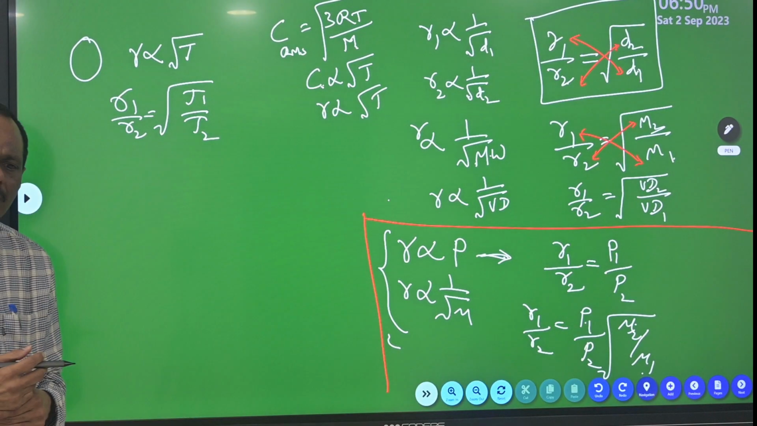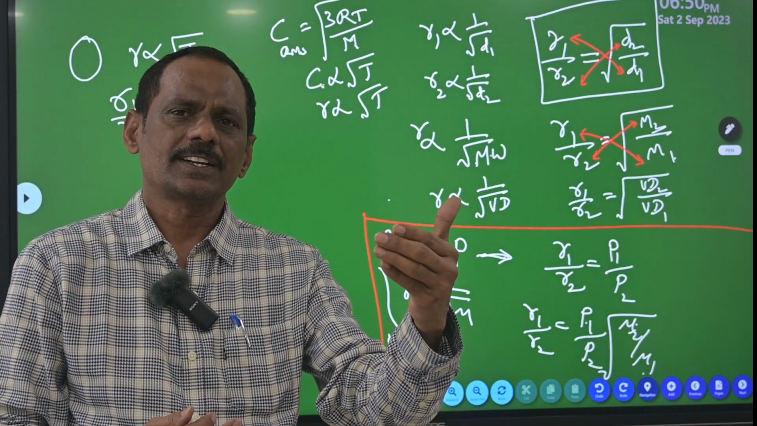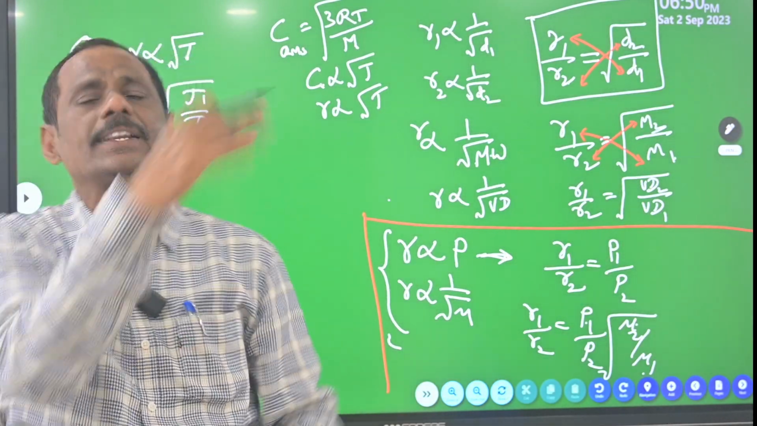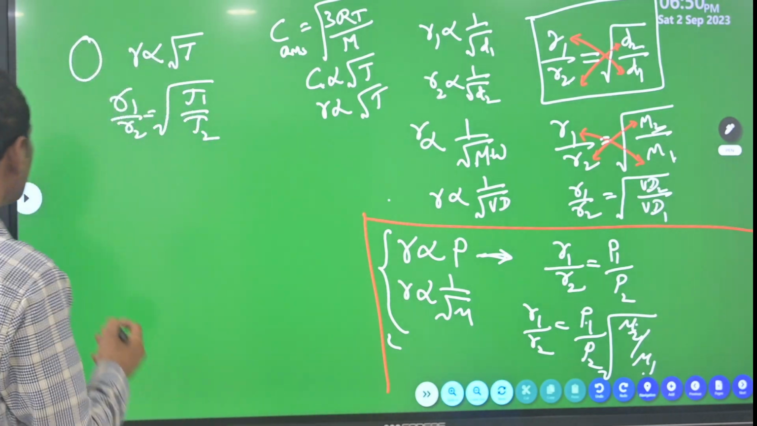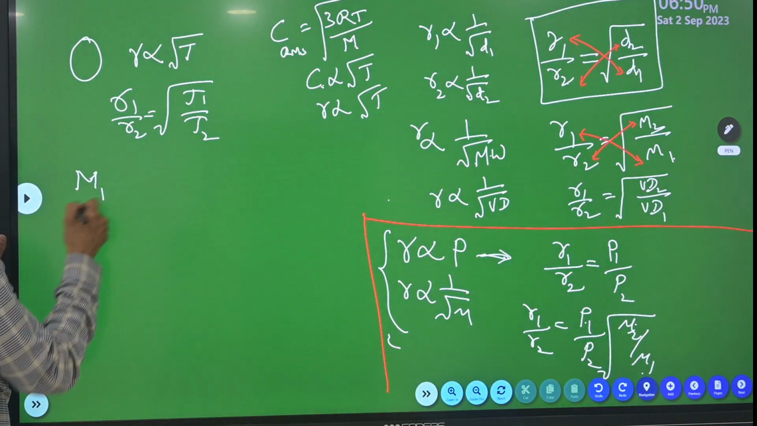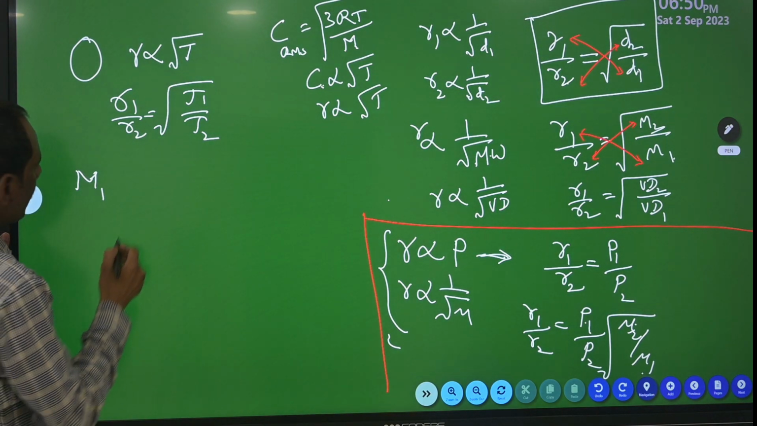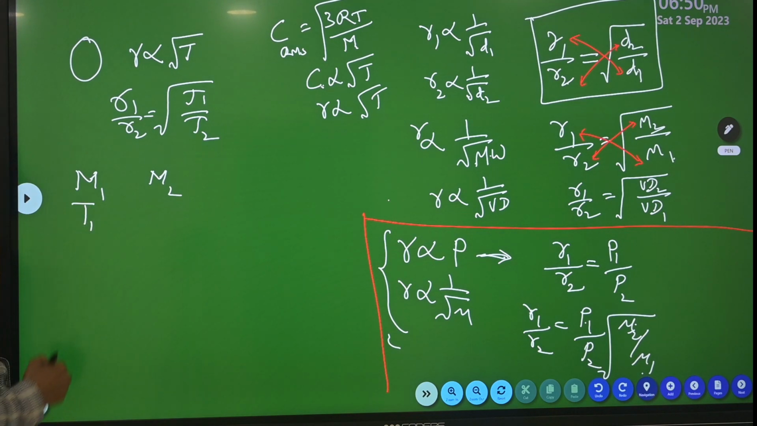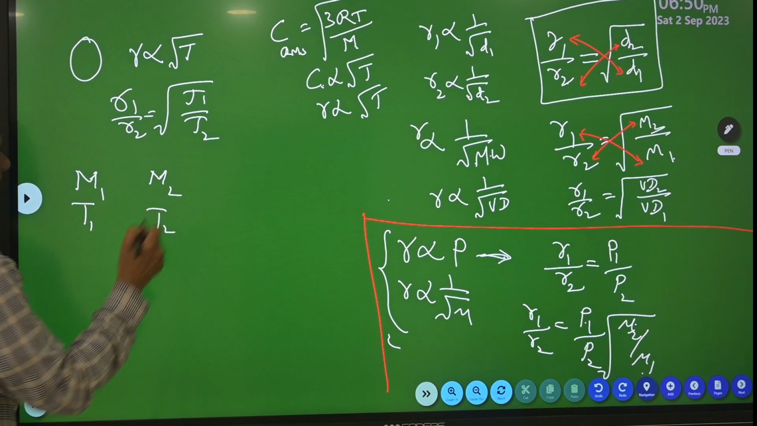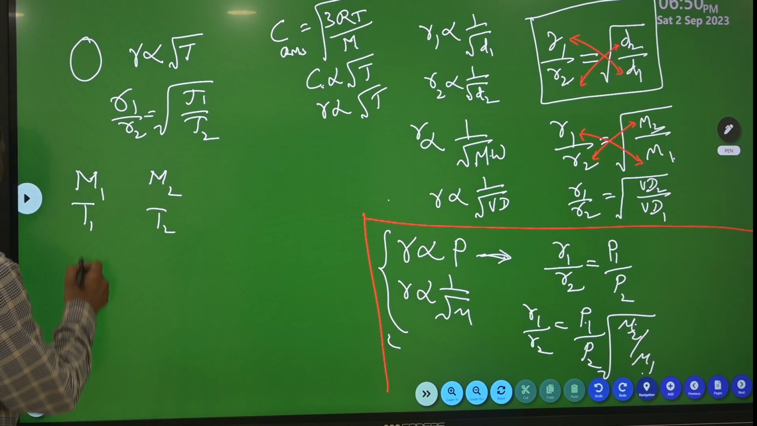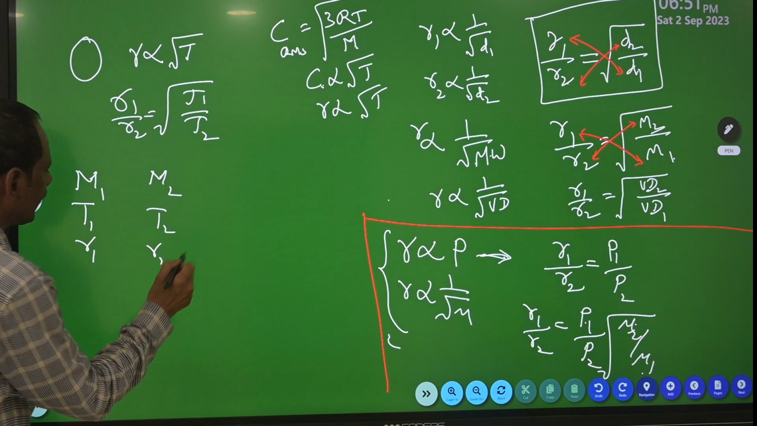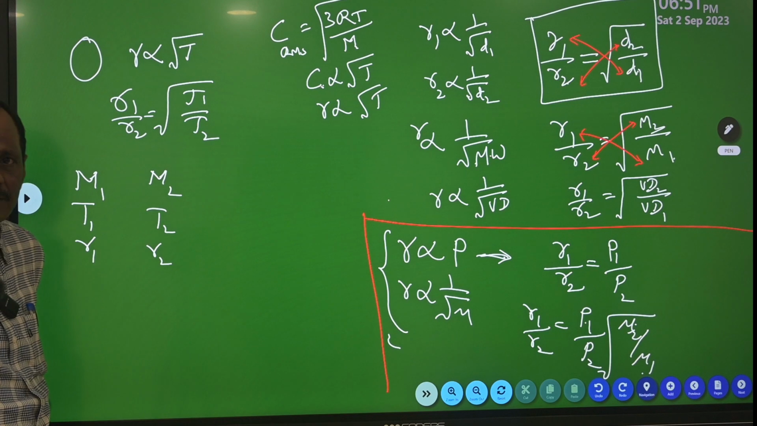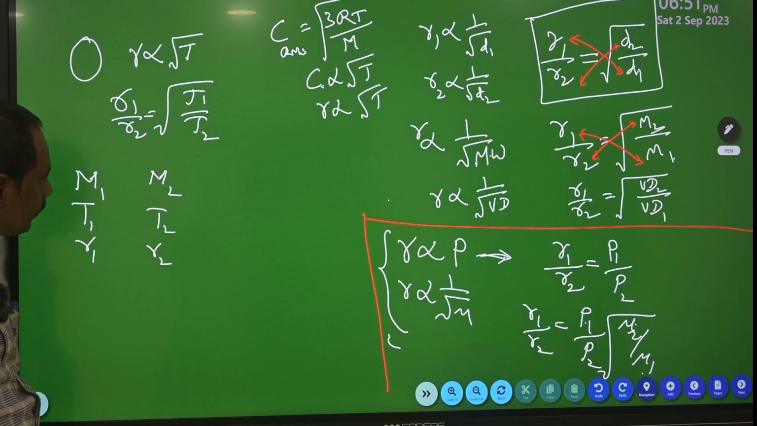The next one. If two different gases are taken at two different temperatures. The molecular weight of one gas is M1 and of the other gas is M2. The first gas is taken at T1 degrees Kelvin and the second gas at T2 degrees Kelvin. The rate of diffusion of the first gas is R1 and of the second gas is R2. How can we compare the rate of diffusion of the two gases?